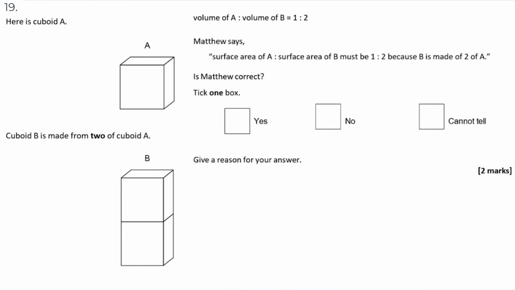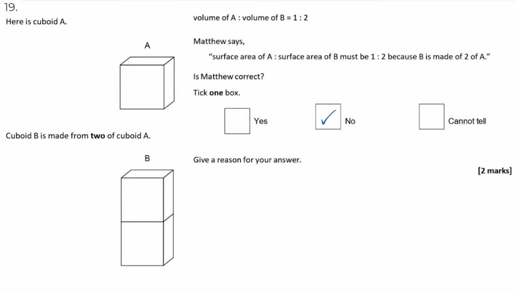Here is a cuboid. Cuboid B is made from 2 of cuboid A. Looks like they're stacked on top of each other. It says the volume of A to the volume of B is 1 to 2. Matthew says the surface area of A to the surface area of B must also be in 1 to 2 because B is made up of 2 lots of A. Is Matthew correct? No, he's not going to be correct, is he?